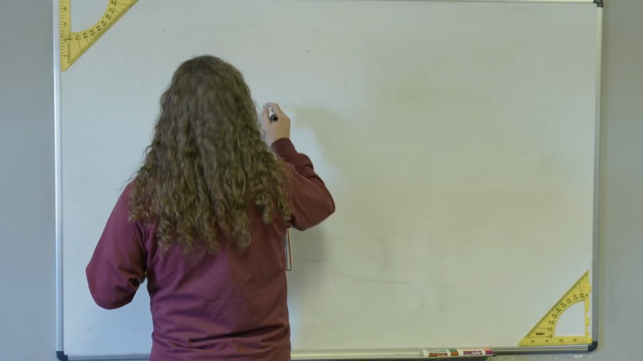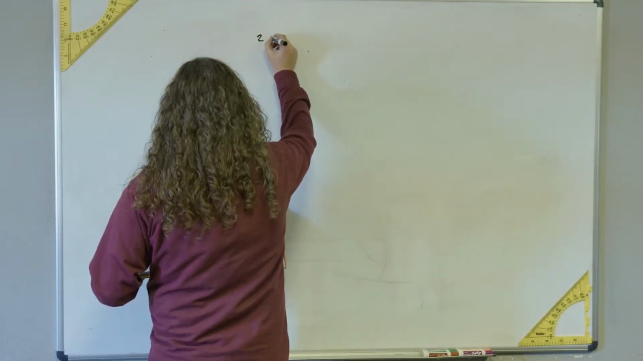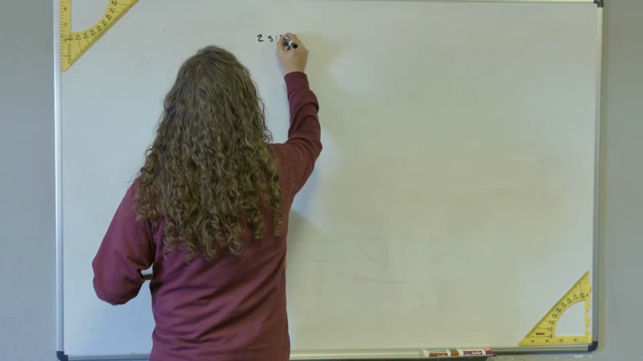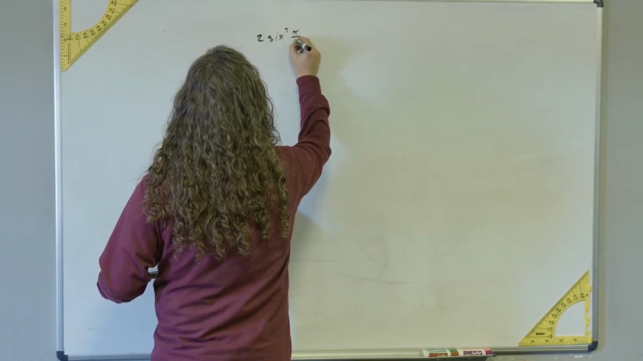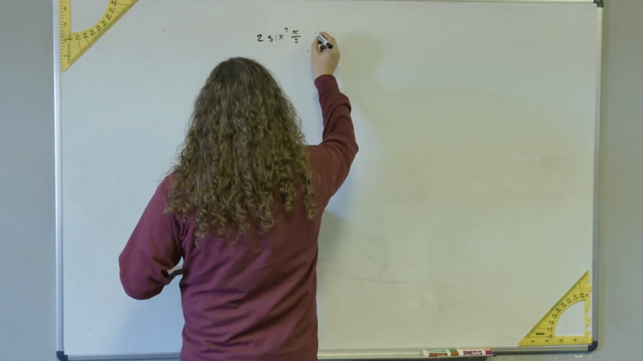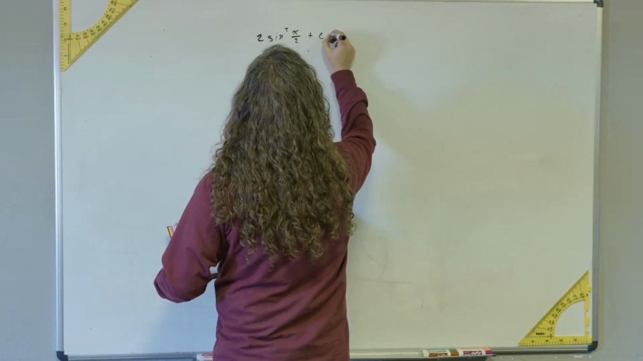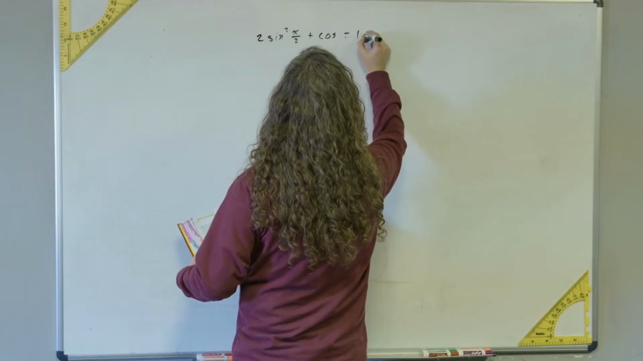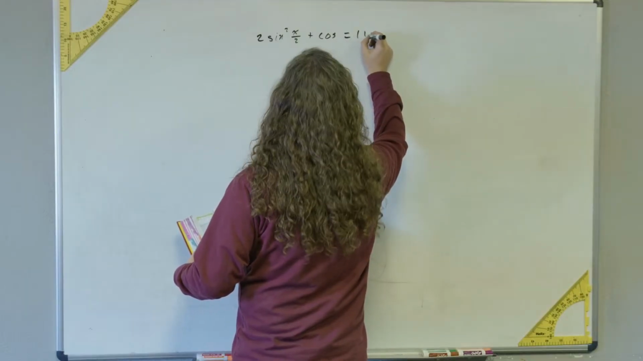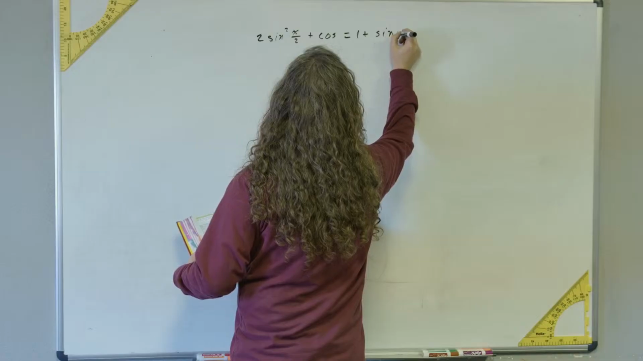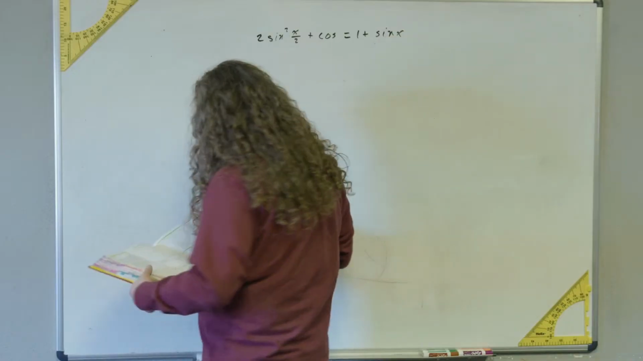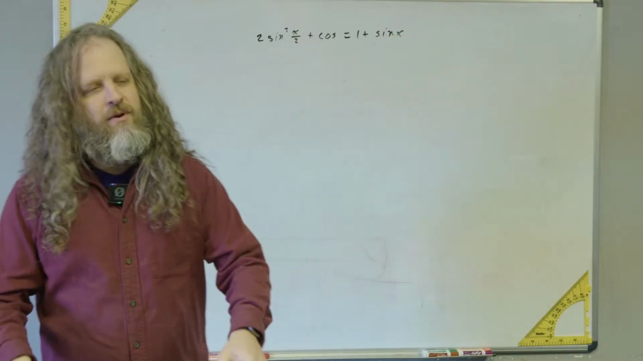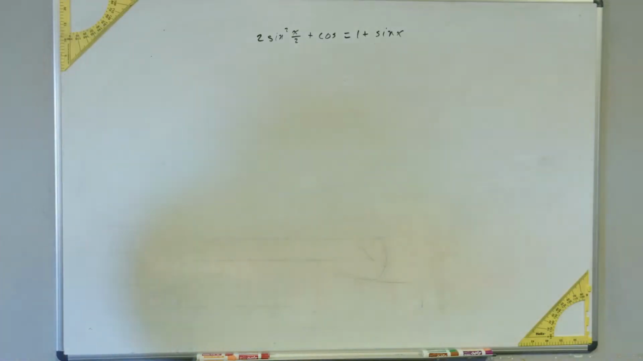All right. So, 2 sine squared of x over 2 plus cosine x equals 1 plus sine x. And we're supposed to solve on the interval 0 to 2 pi. So you don't have to do that in times whatever.